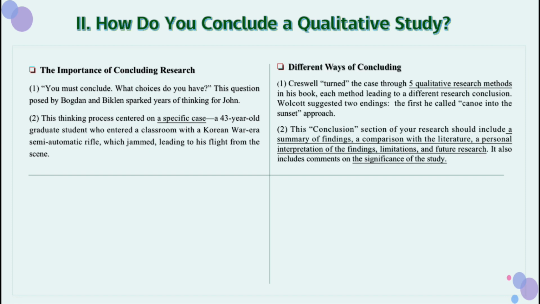Secondly, he suggests different ways of concluding. 1. Creswell turned the case through 5 qualitative research methods in his book, each method leading to a different research conclusion. Walcott suggested 2 endings. The first he called the canoe into the sunset approach.